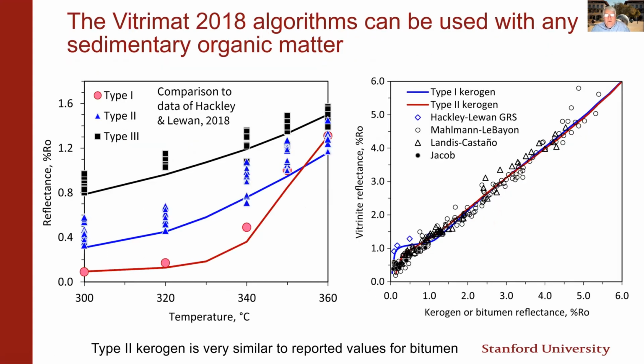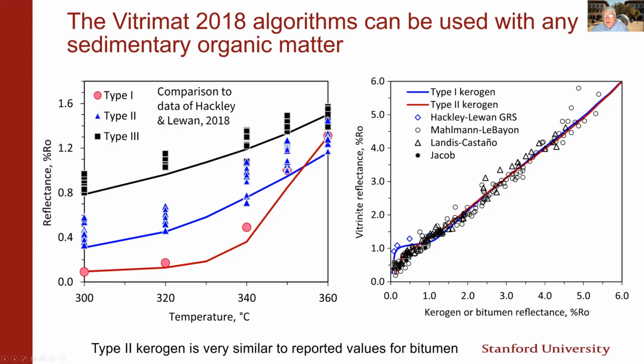So the improved Vitromat algorithms can, as I mentioned earlier, be used with any sedimentary organic matter. Here's now data of Hackley and Lewan for types 1, 2, and 3. And here's now the calculated reflectance and the measured reflectance versus temperature, the calculations being the lines and the data being the measurements. And you can see the 3 versions of Vitromat, which are based on different starting elemental composition, agree quite well with the data.